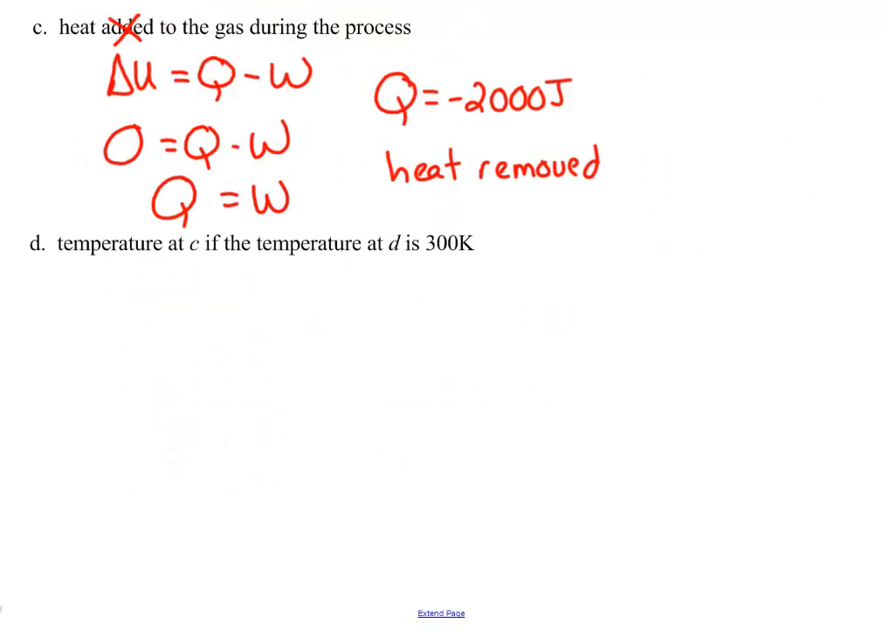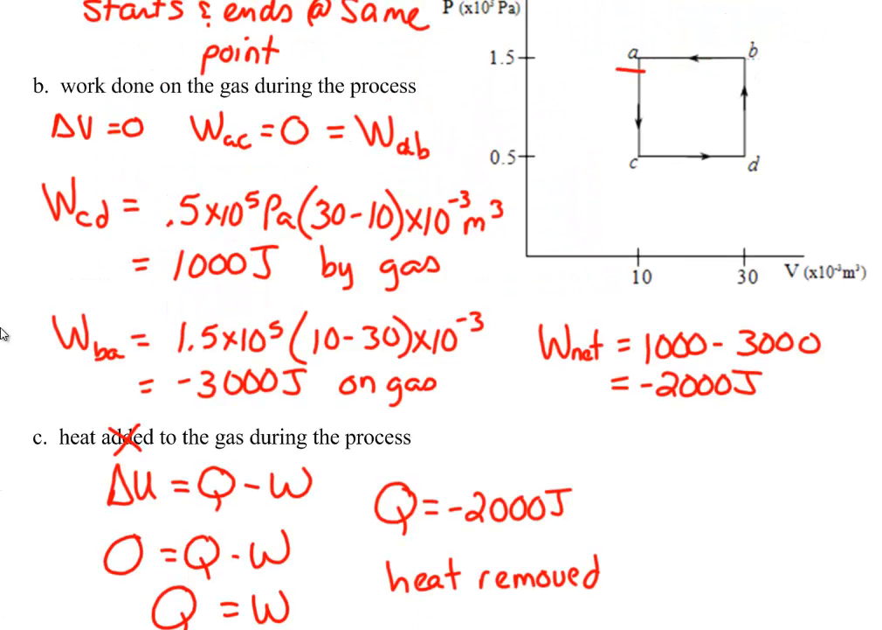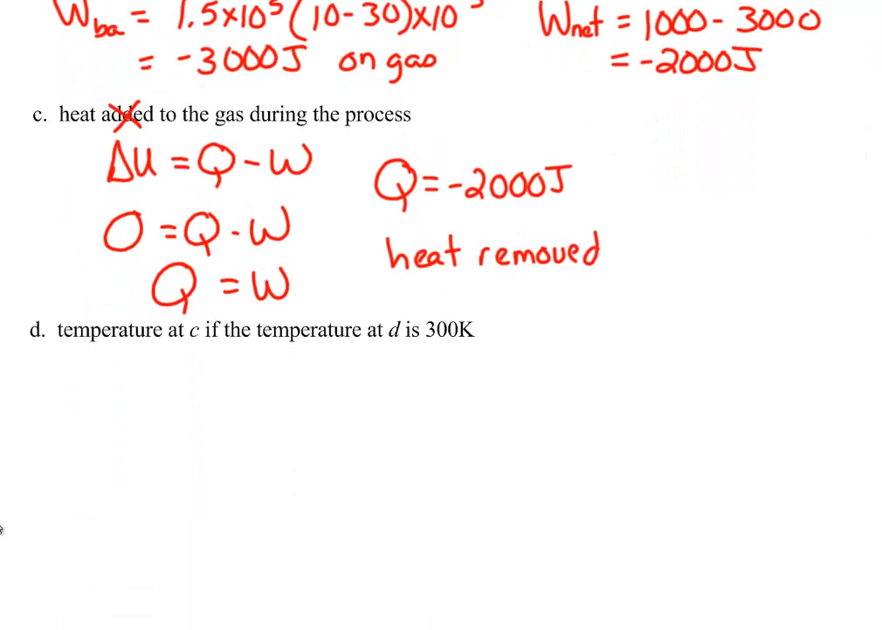Now we're looking for the temperature at point C if the temperature at point D is 3,000 Kelvin. So C and D have constant pressure. Our volume is changing. If we take a look at the combined gas law, we have P1 times V1 over T1 equals P2 times V2 over T2. Pressure is constant because we're going along a horizontal line, so we have volume 1 over T1 equals V2 over T2.